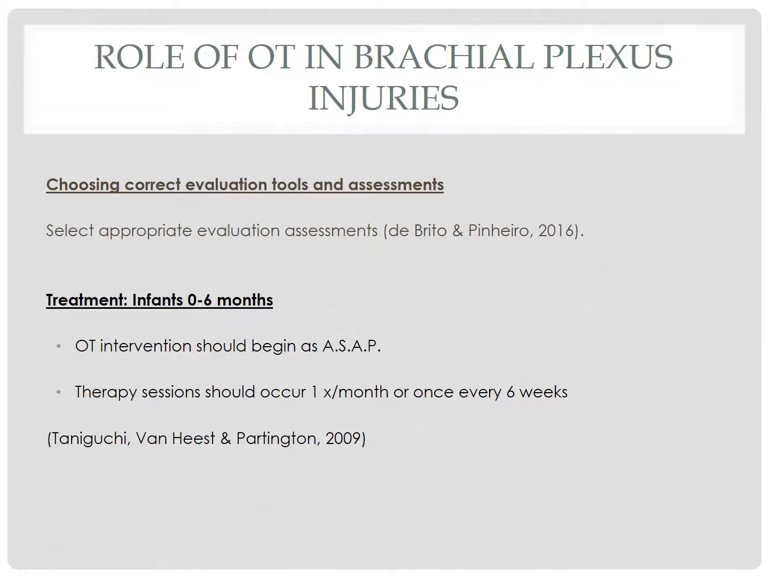So the role of OT in brachial plexus injury. We are supposed to select appropriate evaluation assessments. We can treat anywhere from an infant up to an adult if need be. And if treating an infant, we want to start treatment as soon as possible. Therapy sessions are recommended at that age to be about 1 time a month or once every 6 weeks.